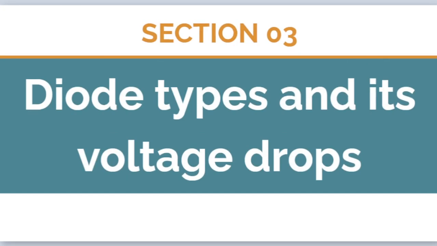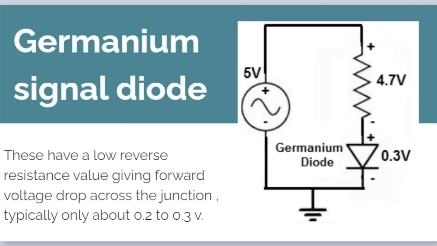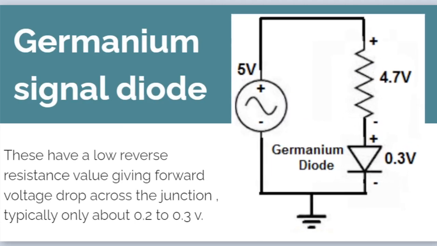Section 3 talks about the diode types and their voltage drops. Germanium signal diode. These have a low reverse resistance value, giving a forward voltage drop across the junction of typically only about 0.2 to 0.3 volts. So that means that the diodes made from germanium give a voltage drop, meaning that the diode takes for itself 0.2 to 0.3 volts from the supply voltage to work and do its job.